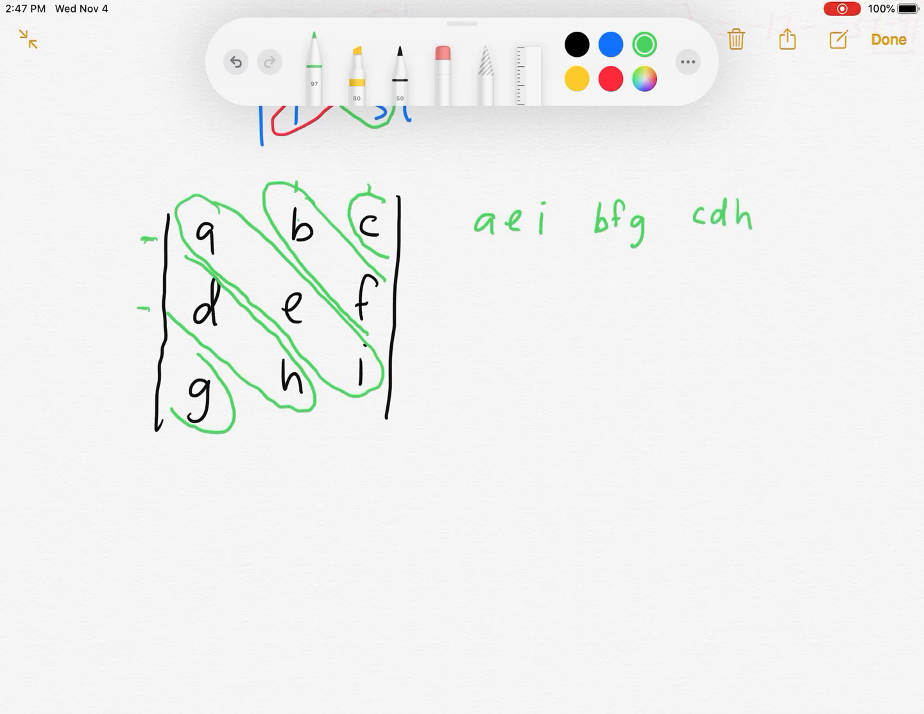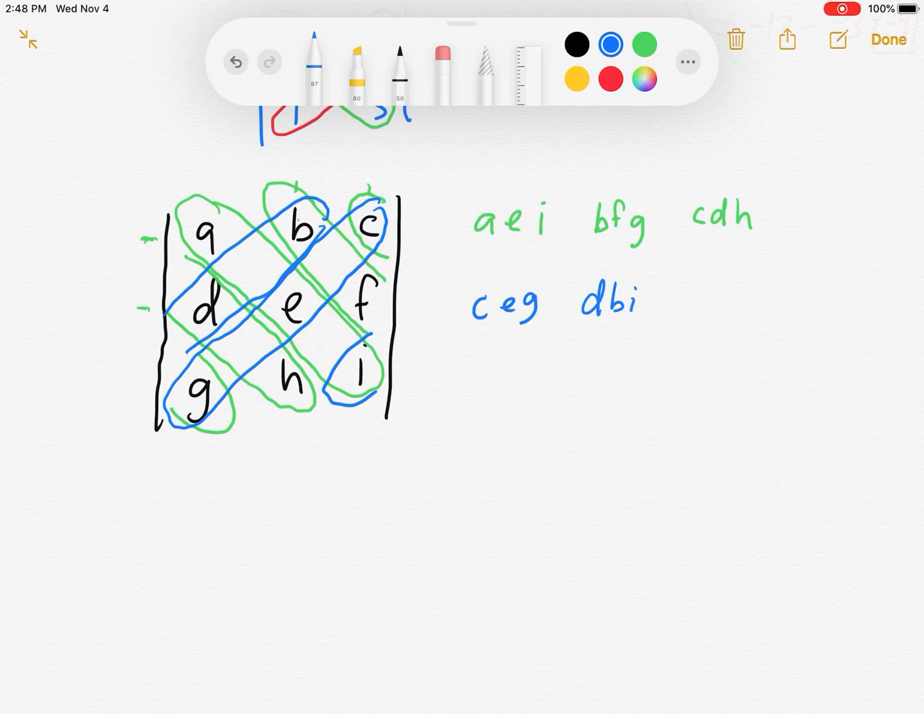All right, those are all in the same direction as the main diagonal. Let's consider the ones in the other direction than the main diagonal. Well, the one that's kind of easy to see is CEG. We also have DB, which picks up the I. We also have FH, which will pick up the A. Those are all diagonals within the matrix, and once you write them like that, they're complete.